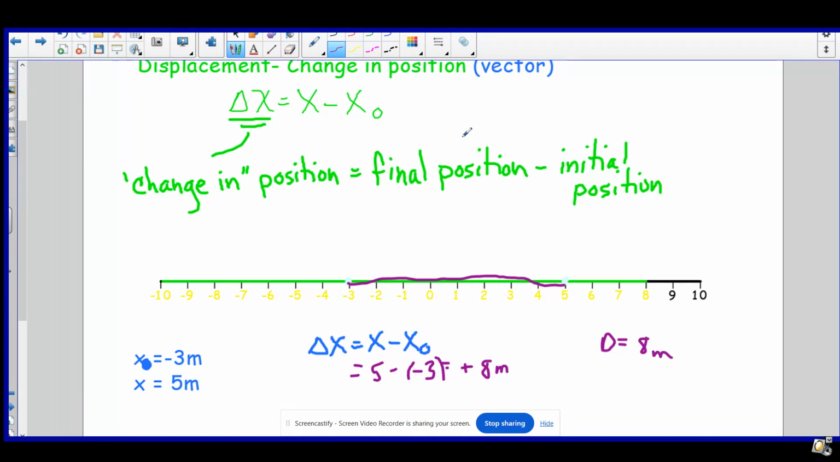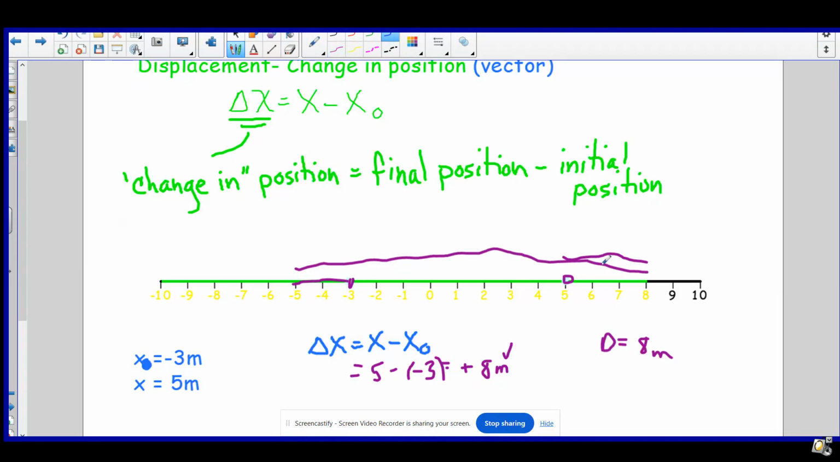But we know that's not the only way that this object could have gone from -3 to +5. For example, if there were multiple steps taken, this object could have gone from -3 over to -5. Maybe it went from -5 over to +8. And then maybe from there it walked back until it got finally back to +5. Now, what's interesting here is the initial position, -3, and the final position are still the same. So the total displacement is still exactly +8. This object has ended up 8 meters to the right of where it started.